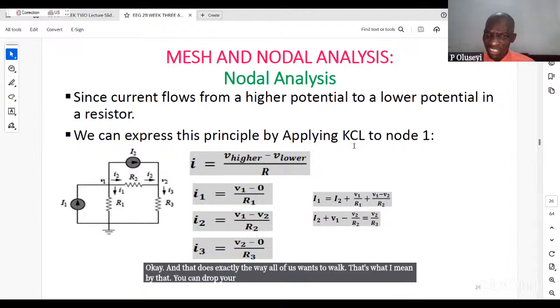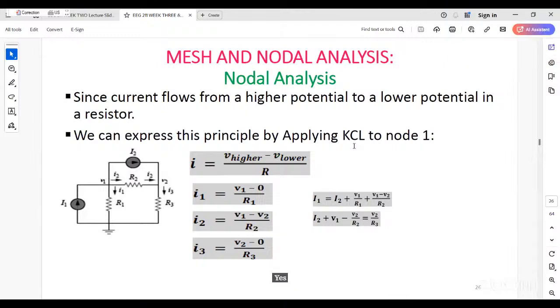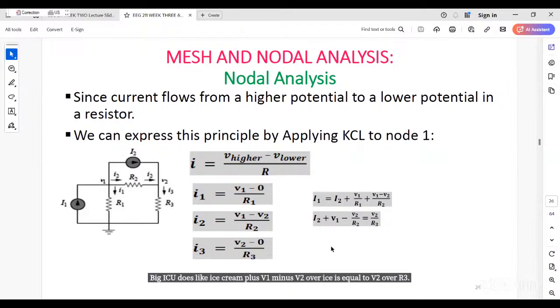Hello, Anozie. Can you hear me? Yes, sir. Can I hear you as well? Why is it that in that second equation you said big I2, that's like I2 plus V1 minus V2 over R2 is equal to V2 over R3. Why is it V2 over R3? It does not correlate. Is it because V2 is flowing into R3, or what?